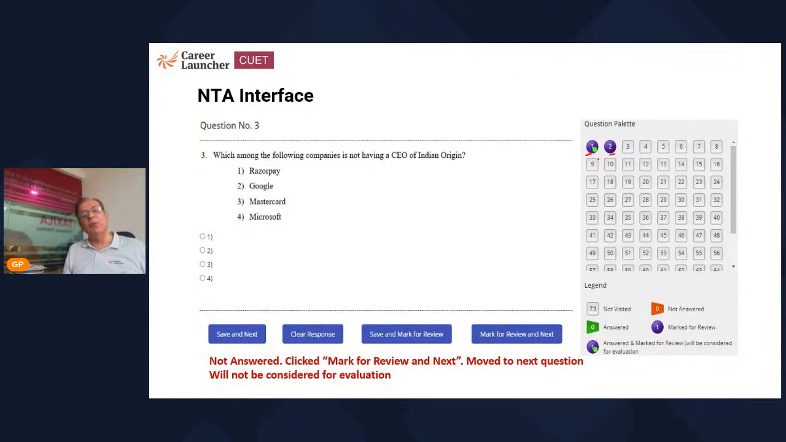Question 2 का आंसर सेव नहीं हुआ है क्योंकि आपने आंसर मार्क करके सेव नहीं किया है, so it will not be considered for evaluation. This is critical. Please remember, if you want the question to be considered for evaluation, आपको या तो save and next करना है या save and mark for review करना है.